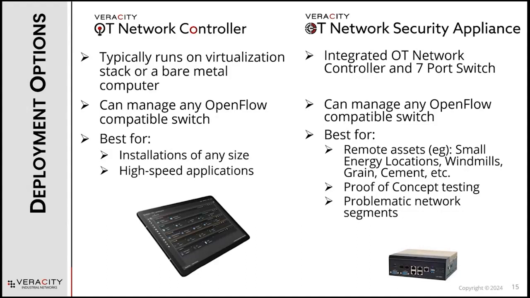When you receive this package, they are pre-set up so they're communicating with each other, and the switch has been adopted by the controller. It also can manage any OpenFlow-capable switch. You don't lose that. You can make larger networks than just this box, but it's really targeted at remote assets. So, small energy locations, windmills, grain, cement, proof of concept testing. People will want to use this in their labs to play with it. It's a nice, easy box to have for that. If you've got a problematic network segment in your network and you want to try this out and try to fix it, something that keeps you up at night, this is a great solution for that.